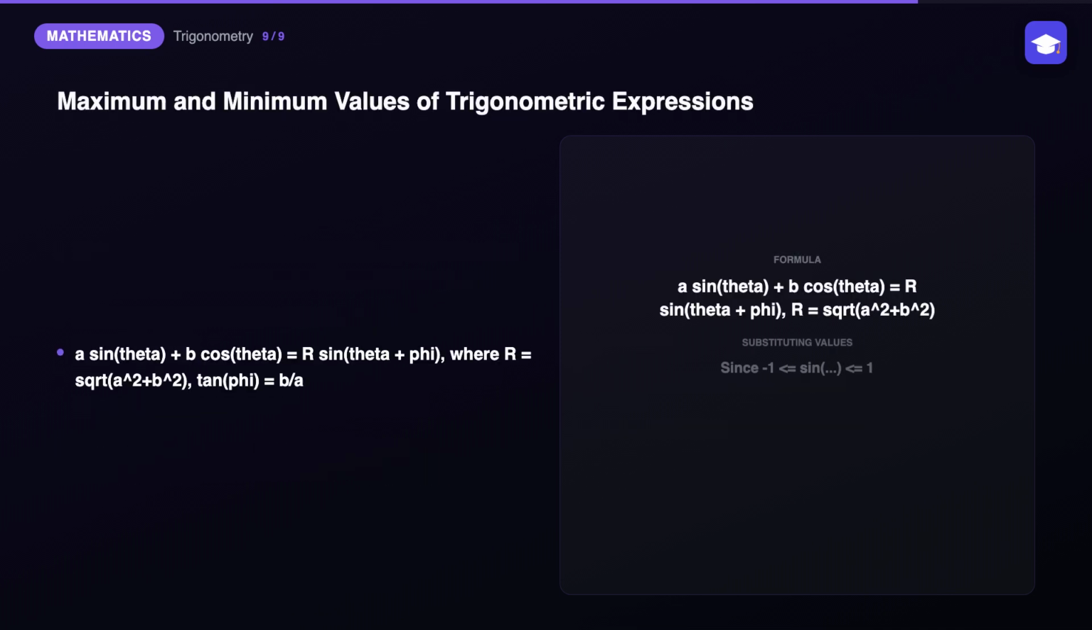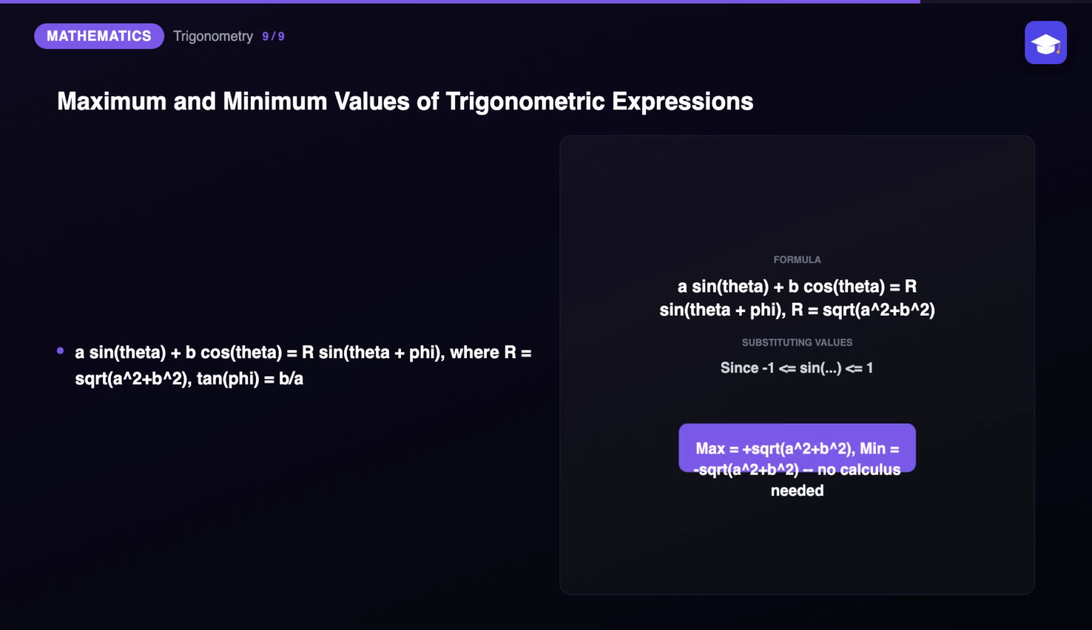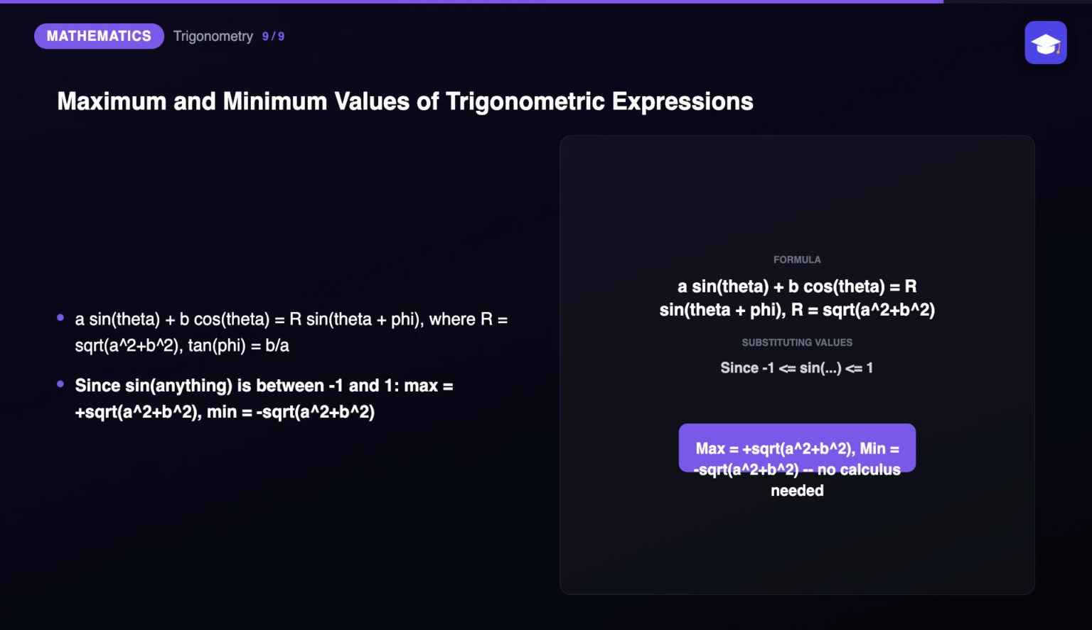A frequently tested JEE skill is finding the maximum or minimum possible value of an expression like a sine theta plus b cosine theta. Without needing to use calculus at all, this specific expression can always be rewritten in the equivalent single-term form, r sine of theta plus phi, where r equals the square root of a squared plus b squared, and phi is a specific phase angle satisfying tan phi equals b over a.